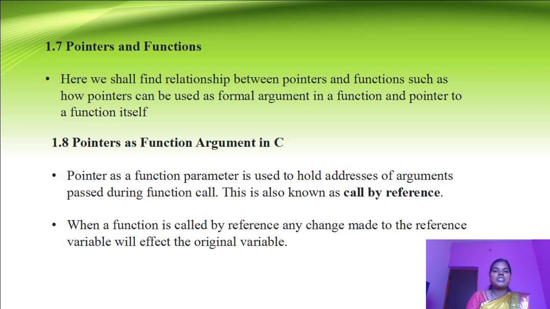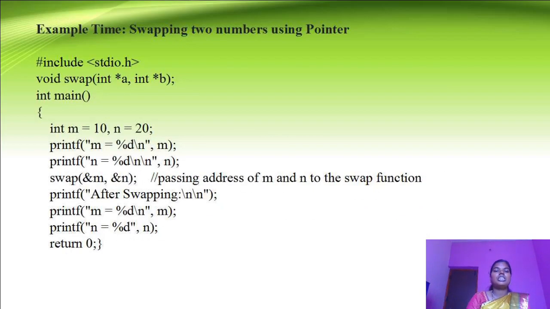So pointers as a function parameter is used to hold the addresses of arguments passed during function call. This is known as call by reference. When a function is called by reference, any changes made to the reference variable will affect the original value. That means if we use the call by reference concept, then any changes made to the reference variable will affect the original value. So let us see this with an example, that is swapping two numbers using pointers.